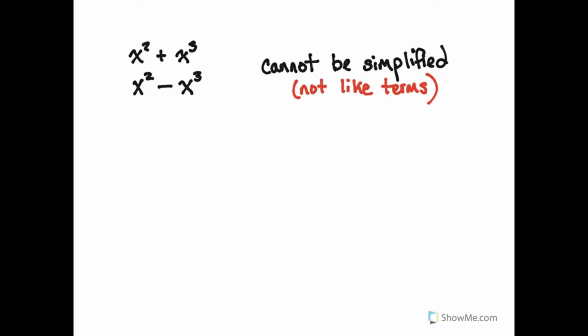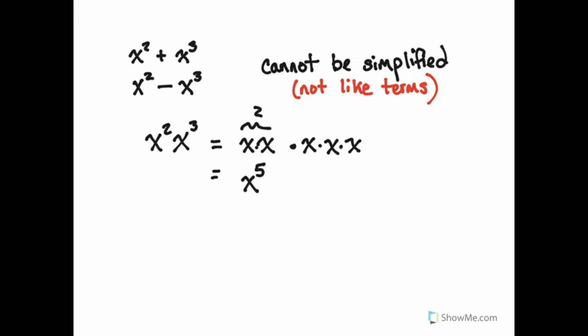On the other hand, if I want to multiply with the same variable but different exponents, I can certainly do that. X squared means 2 copies of x are multiplied together, and x cubed means that 3 copies of x are multiplied together, and so altogether I have 5 copies of x multiplied together. 2 here and 3 here. So 2 plus 3 is what gives us the number of copies of x.